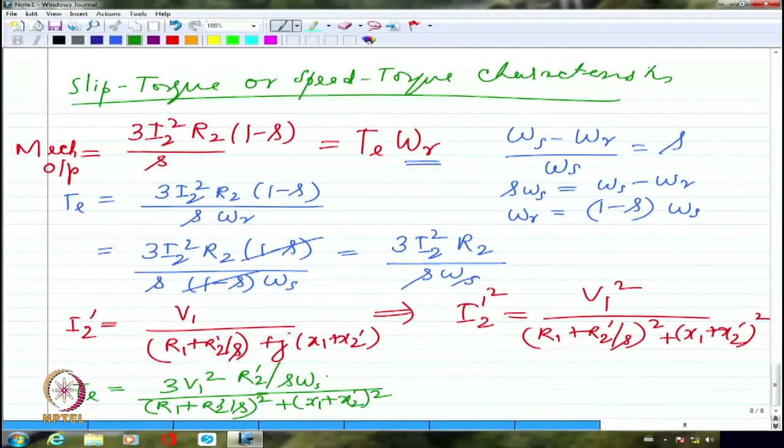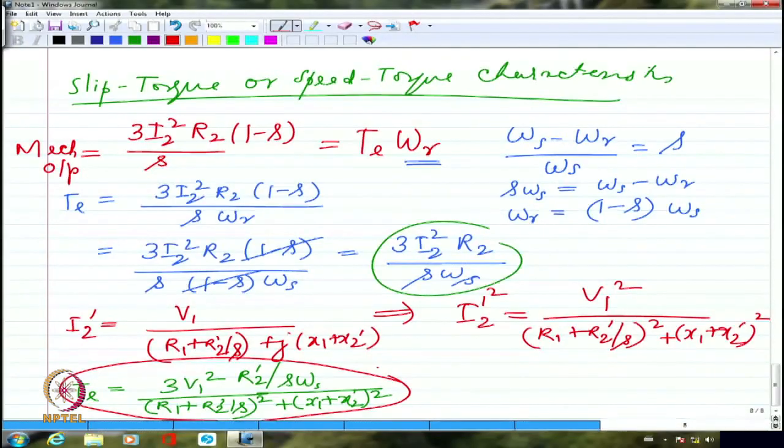That is the expression for torque when I neglect the no load current. When I neglect the no load current, this is the expression for torque, which is again a pretty important expression in an induction motor. This is one of the most important expressions. So there are some important expressions: one of them is here, the other one is here. These two are quite important as far as the induction motor is concerned.